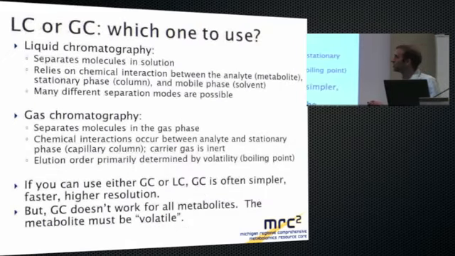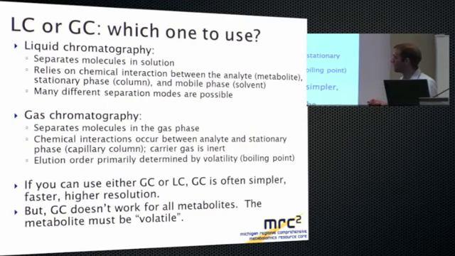Okay, LC versus GC. Which one do we want to use? Well, we can help make that decision. You may tell us amino acids, and we'll already know which is the best method to use. But if you are, as an analyst, faced with that choice, you can choose between LC or GC. LC separates molecules or metabolites in solution. It relies on interaction between the analyte and the stationary phase, as already described. And many different modes of separation are possible. We'll talk about that in a future slide.